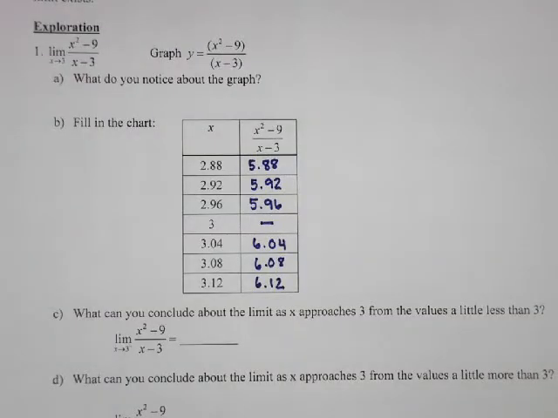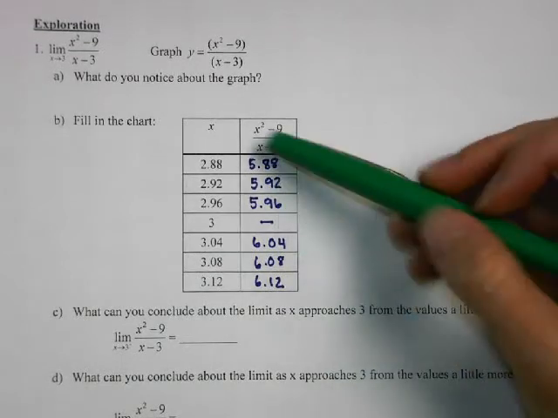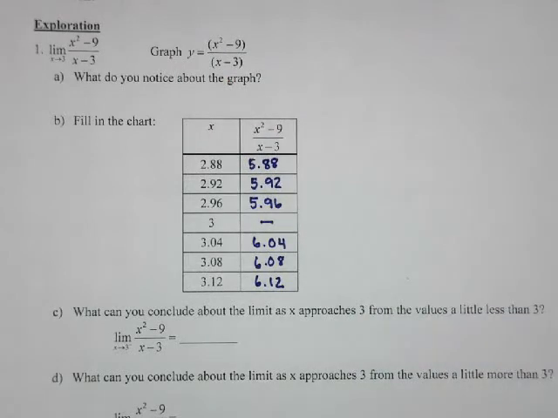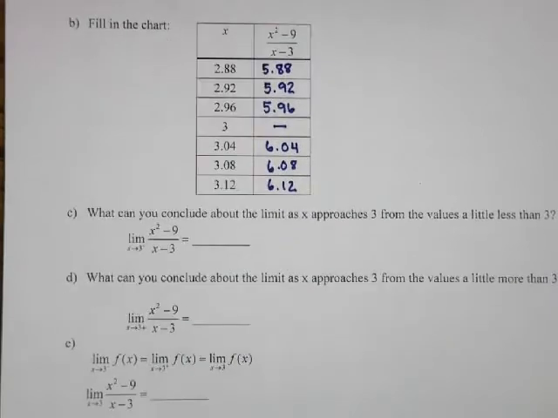So here's the table of values. This function is undefined at 3, which again should not be surprising, since if we plug in 3, we're going to get a 0 in the denominator. But if we look at this numerically, there is a limit. So we're going to look at the limit from the left and from the right.